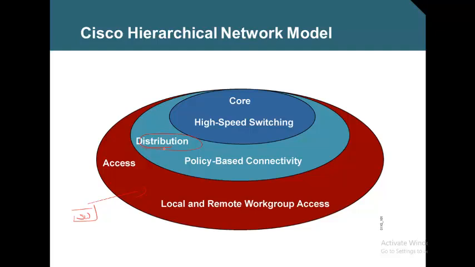The core layer is to connect many distribution layers. So traffic from one distribution layer to another distribution layer, another segment, another part of the network, is through the core layer. We also connect the internet to the core.